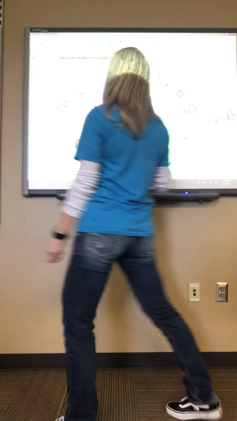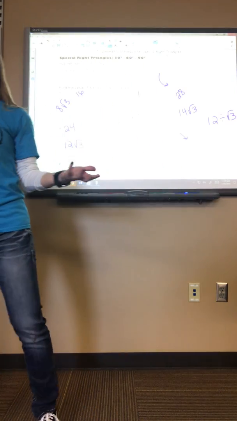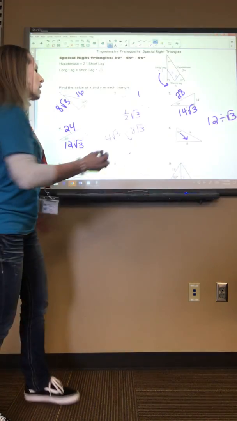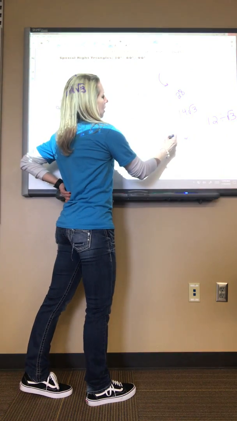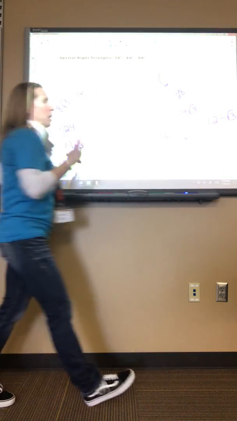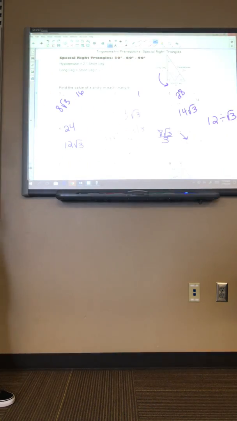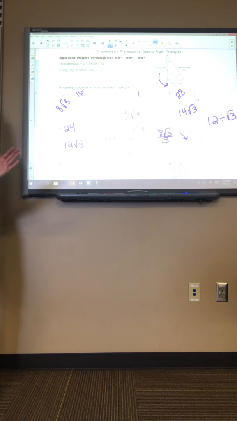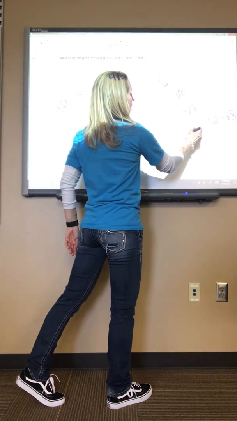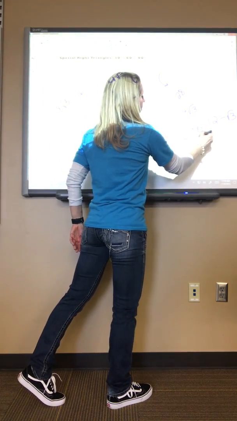Divide by radical 3. Now, is 8 divisible by 3? So what's it going to look like? 8 radical 3 over radical 3. Over just plain old 3. Yes, good. What's the number that we multiply by 2 when we do the hypotenuse? 8. So it would be 16 radical 3.